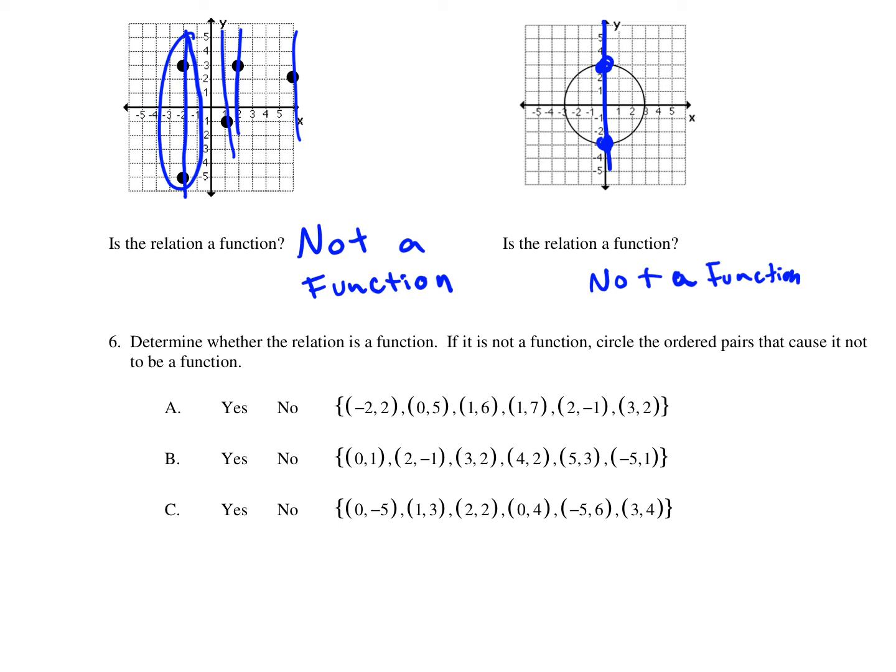For number 6, determine whether the relation is a function. If it's not a function, circle the ordered pairs that cause it to not be a function. So since it gives me pairs, I'm just looking to see if my x's repeat. So remember, x's are the first number. So I have -2, 0, 1, 1, 2, and 3. Any number repeat? 1 repeated here and here. So these 2 points are what make it not a function. So it is no, not a function.